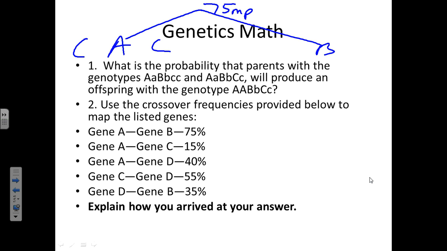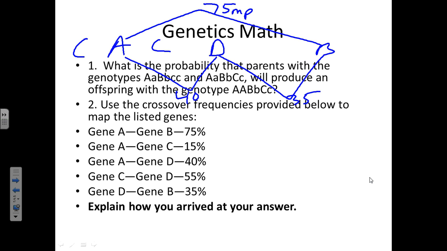D is 40 from A and 35 from B, which means where's D got to be? In between A and B, right? So D's in here somewhere. And it's 40 from here to here and 35 from here to here. That works, right? Because that gives us 75. So D's in the right place.